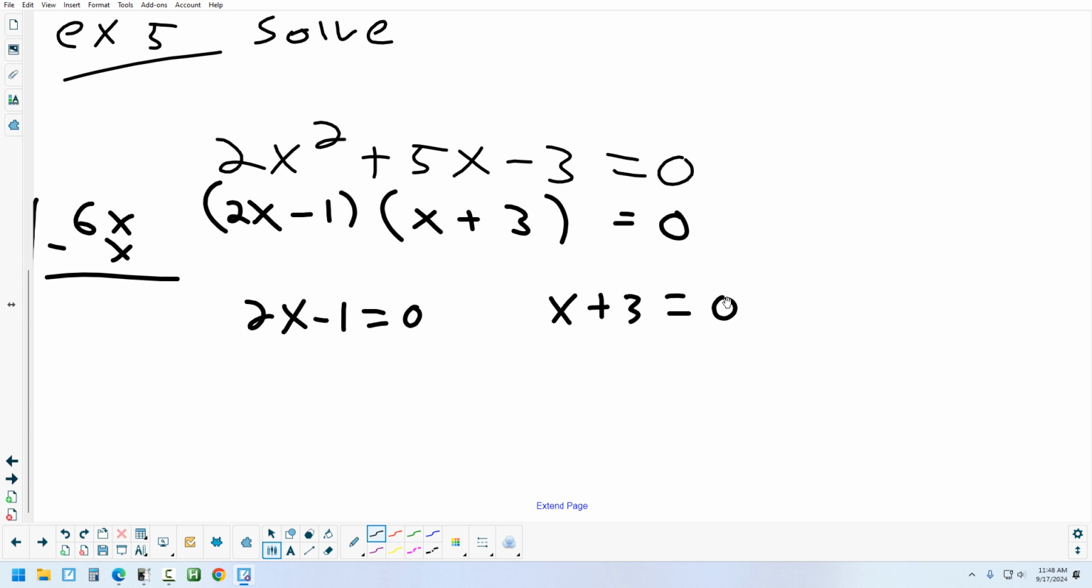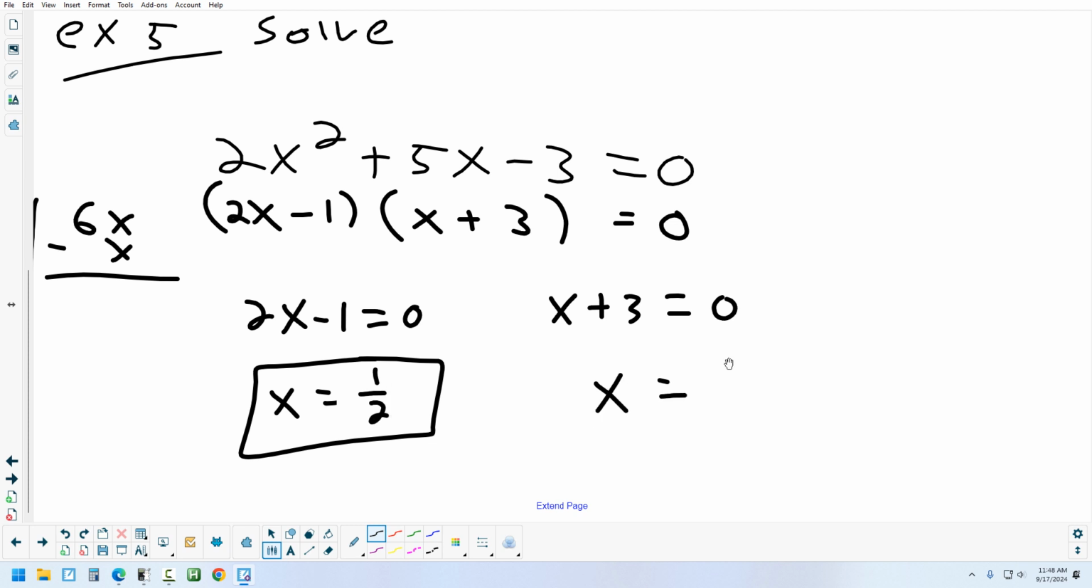Now that you've factored it, you've basically taken it from a quadratic and turned it into 2 linear equations. Kind of like with absolute value, but sometimes the linear equations are a little harder to come up with because you got to know how to factor. Okay, so here we get x equals 1/2. And the second answer, x equals negative 3. Okay, so if it factors, great.